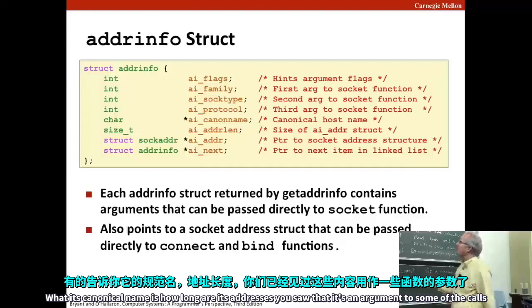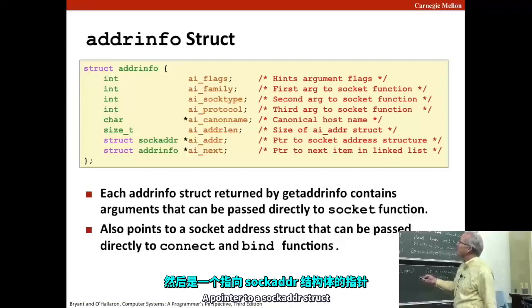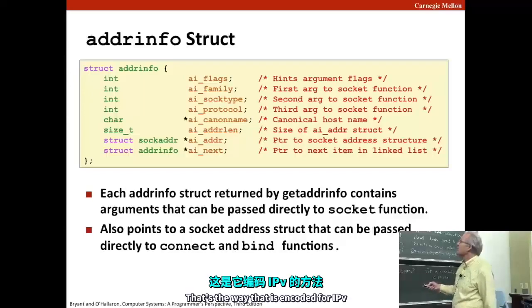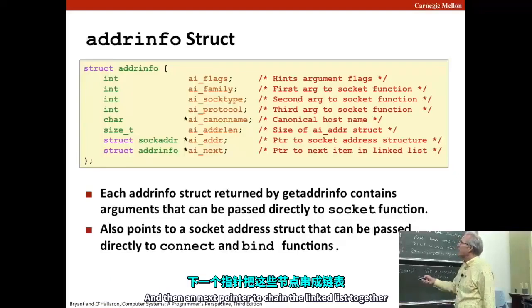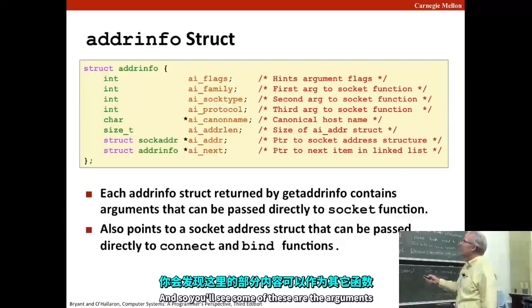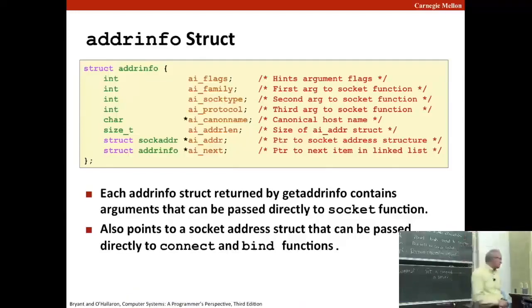You saw that it's an argument to some of the calls. There's a pointer to a sockaddr struct, which is the way that is encoded for IPv4. As we've already seen, sockaddr is a sort of low-level data structure that gets used. And then a next pointer chains the linked list together. Some of these are the arguments that you will pass into the other functions like bind, listen, and connect.